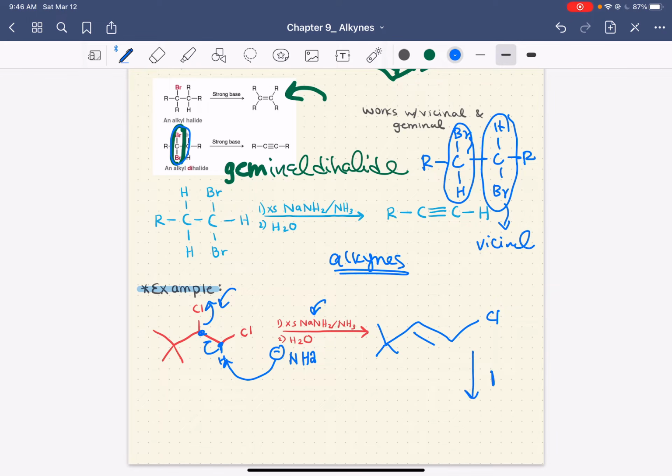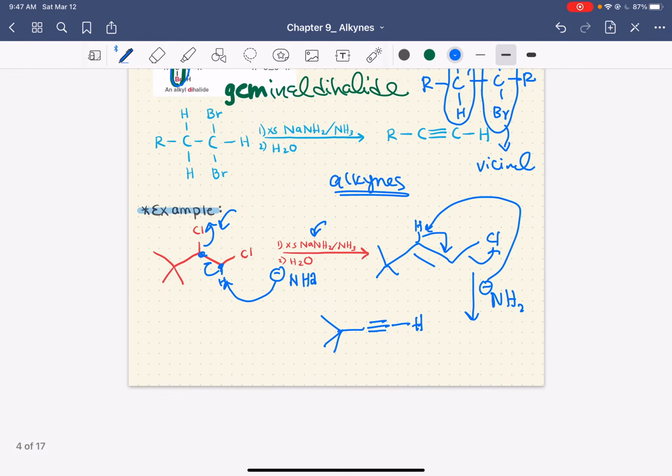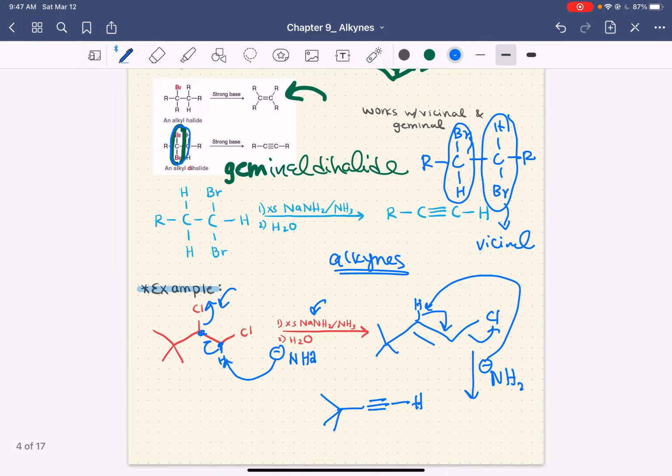Then again, your NH2 minus is going to come in. It's going to steal now a hydrogen from here. There's a hydrogen right there. It's going to steal it. That hydrogen's going to dump its electrons there. Halogen leaves. And what do we get as a consequence? Well, what we get is this triple bond, and there's a hydrogen here. All right, fantastic. So that is how you can prepare alkynes.